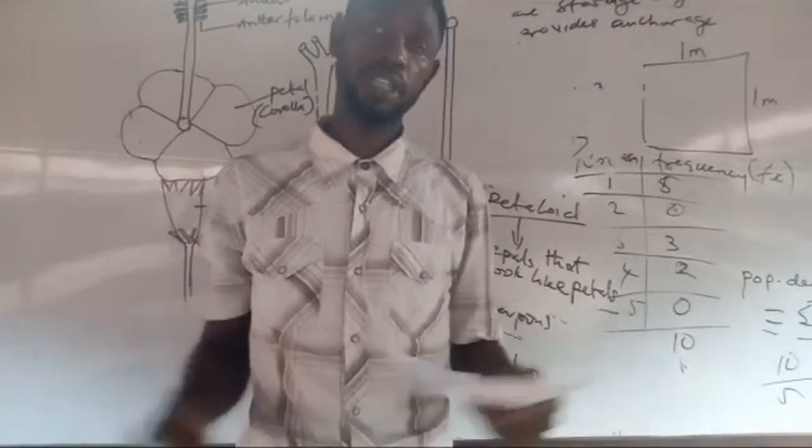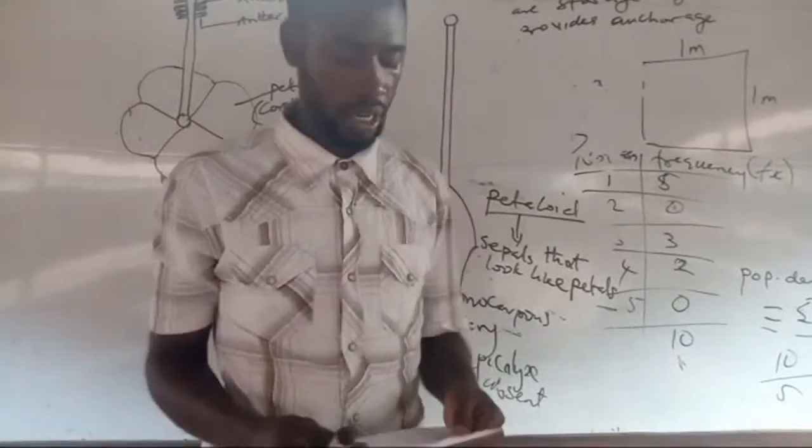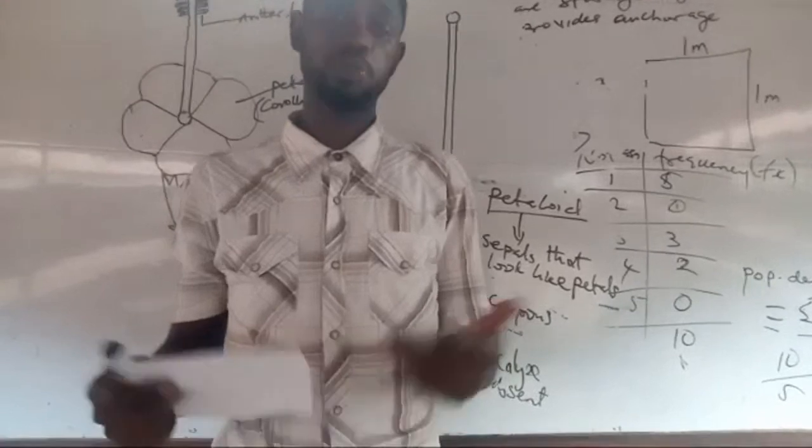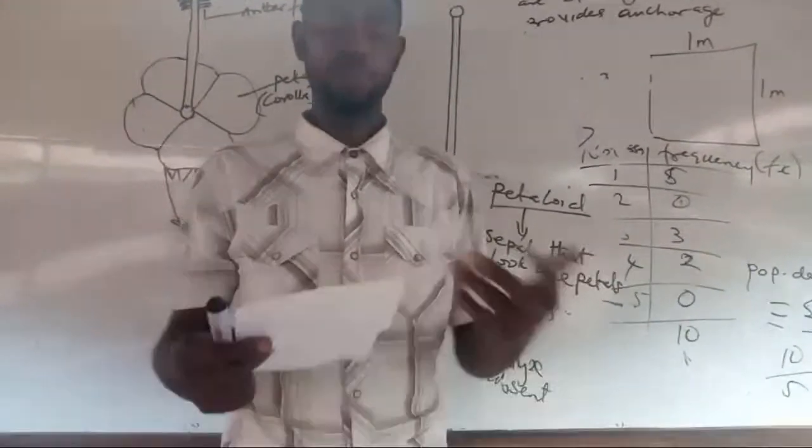And contour feather maintains the shape and also beautification of the bird, found almost in all the body of the birds, and is part of the bird's plumage. It's actually used for beautification.